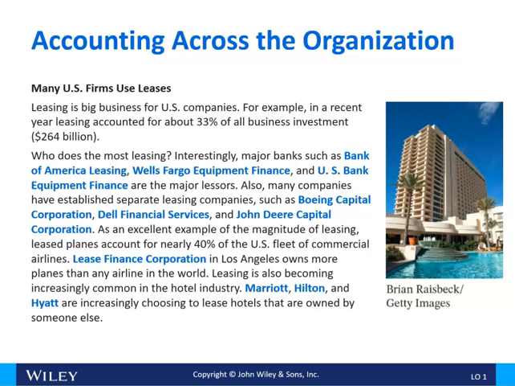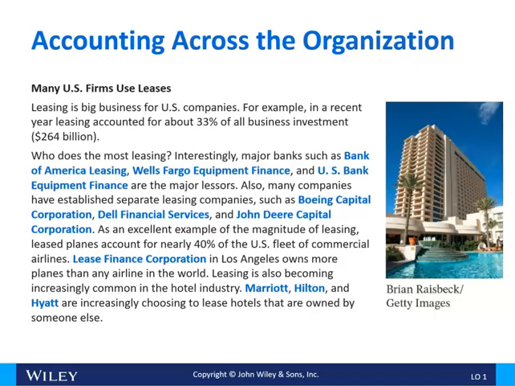Leases. So many U.S. firms use leases. Leasing is a big business for U.S. companies. In a recent year, leasing accounted for about 33% of all business investment, so $264 billion. Who does the most leasing? Major banks such as Bank of America, Wells Fargo, or U.S. Bank Equipment Finance are the major lessors, so they're loaning the money.